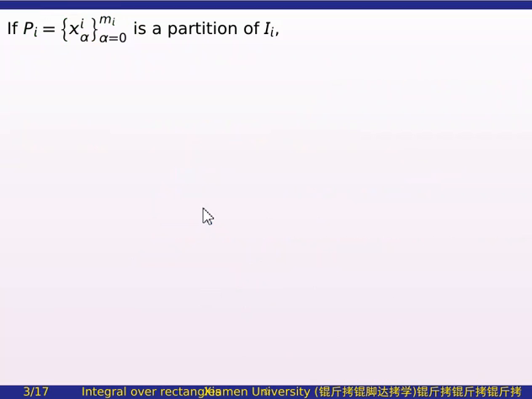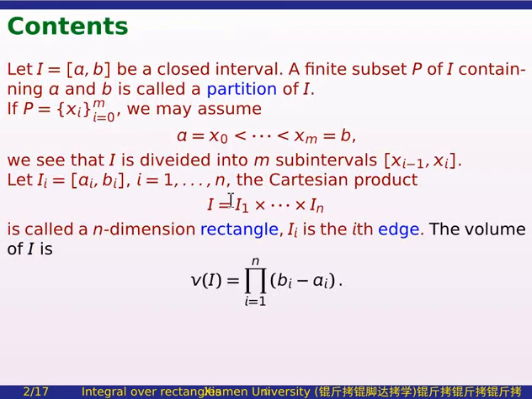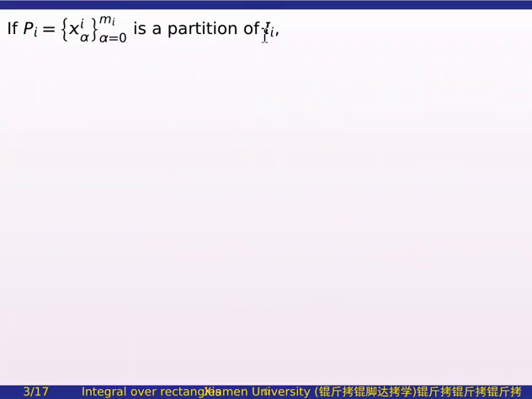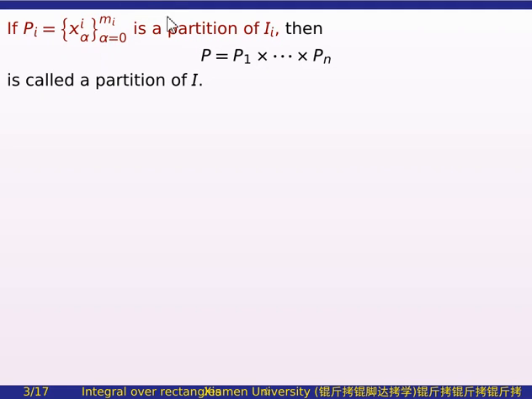Now, suppose I is a rectangle with edges I1, I2, up to In. Each of I1, I2, up to In is a closed interval, therefore we have partitions of these intervals. So suppose the ith interval Ii has a partition Pi, some finite number of points taken from Ii. Then the Cartesian product of the Pi is called a partition of the rectangle I.